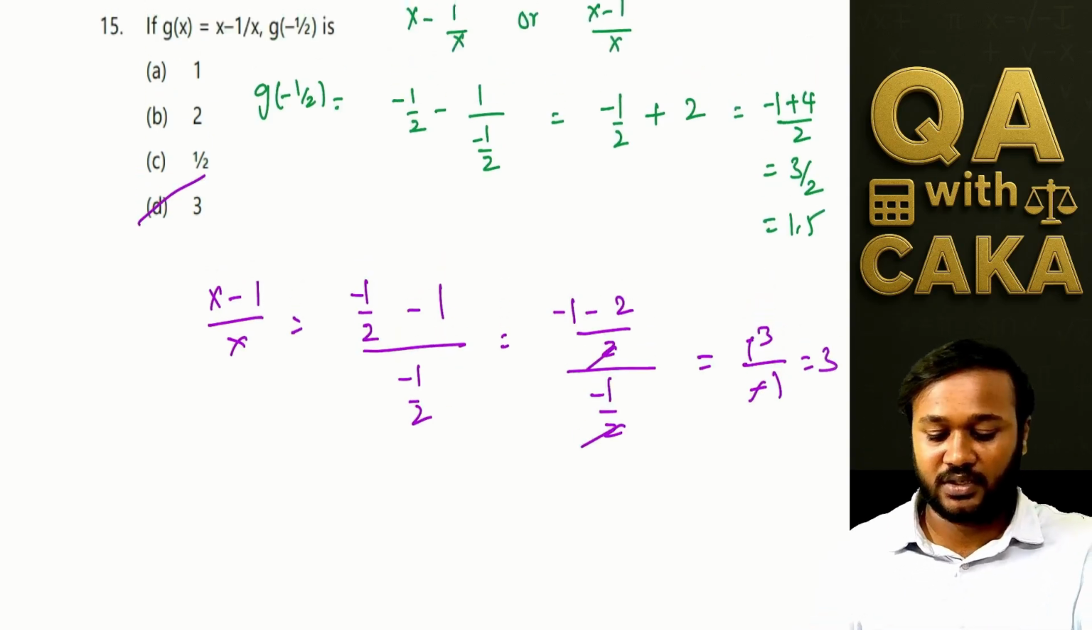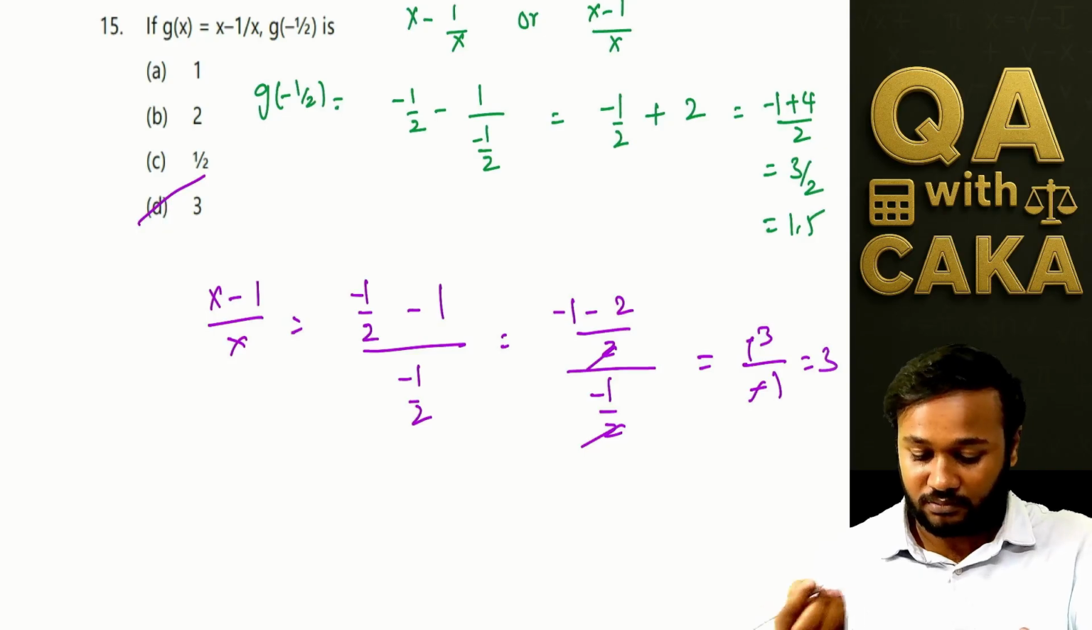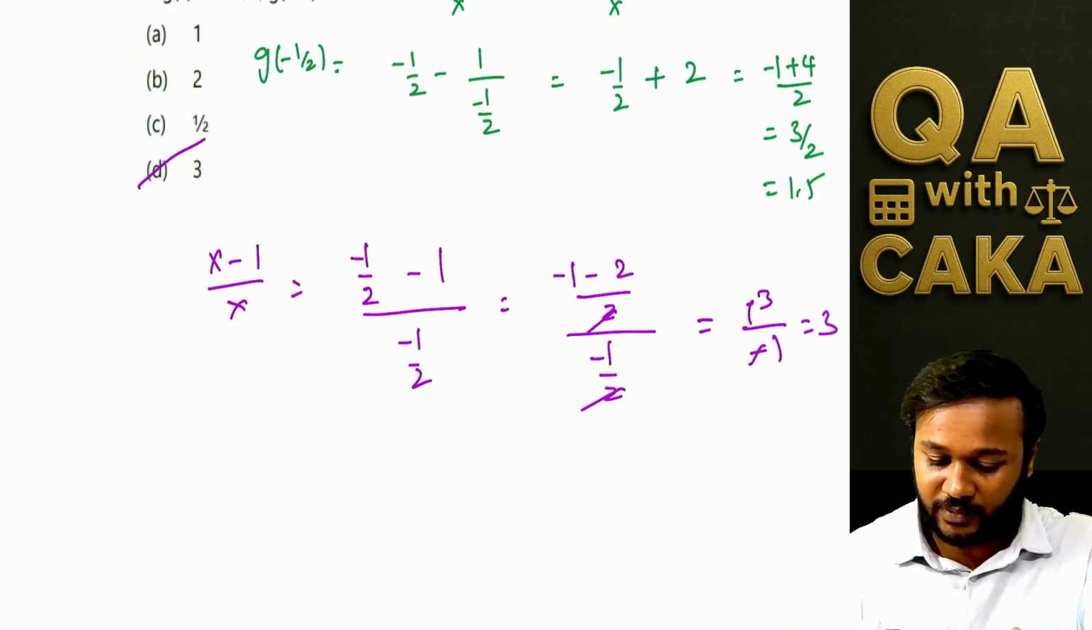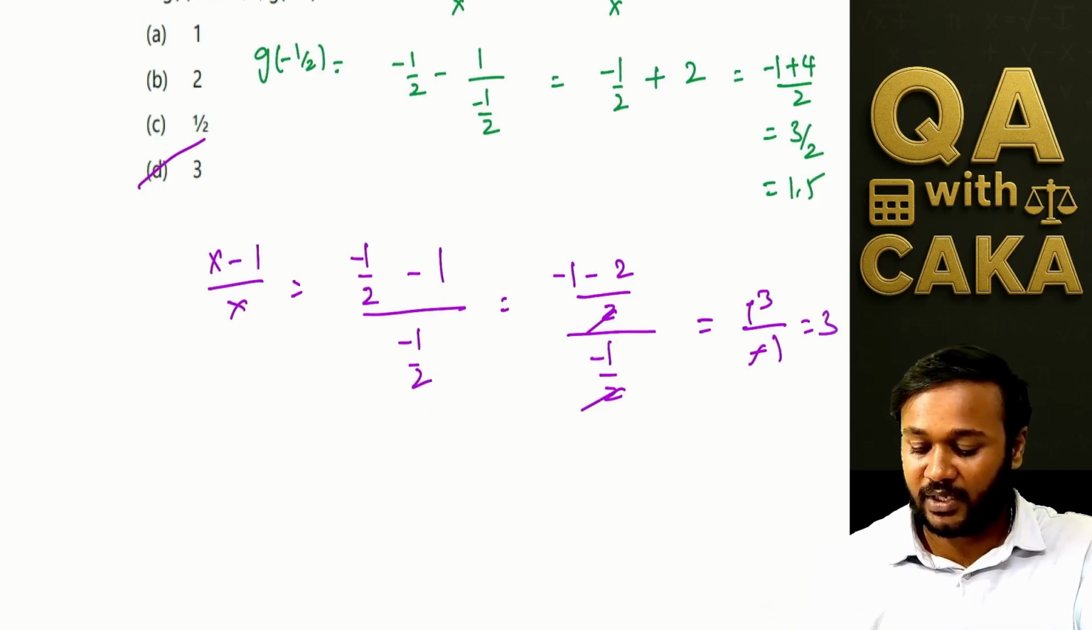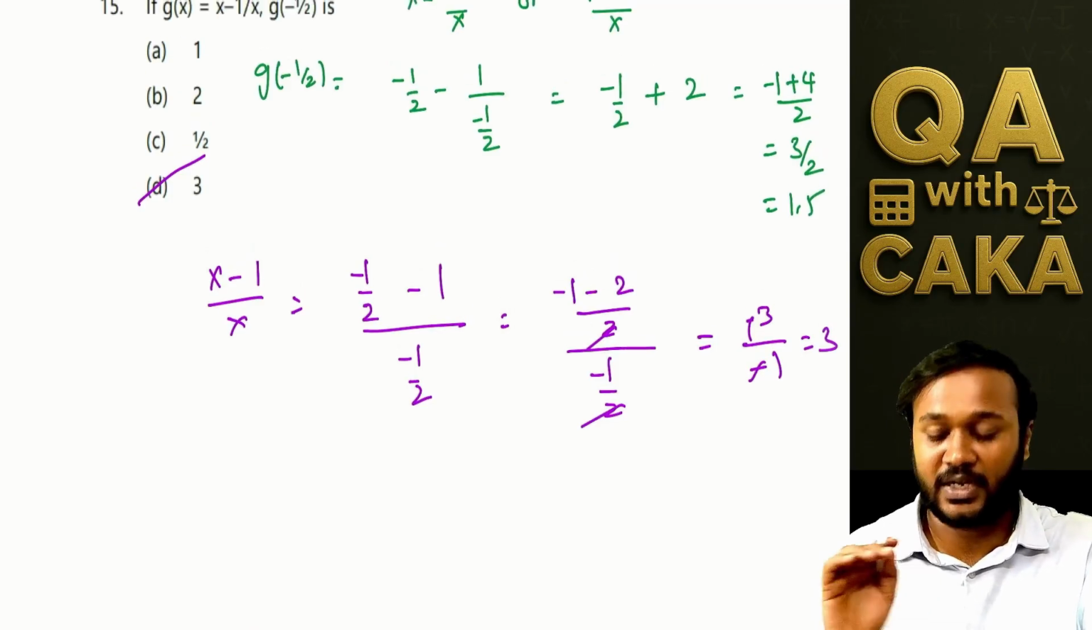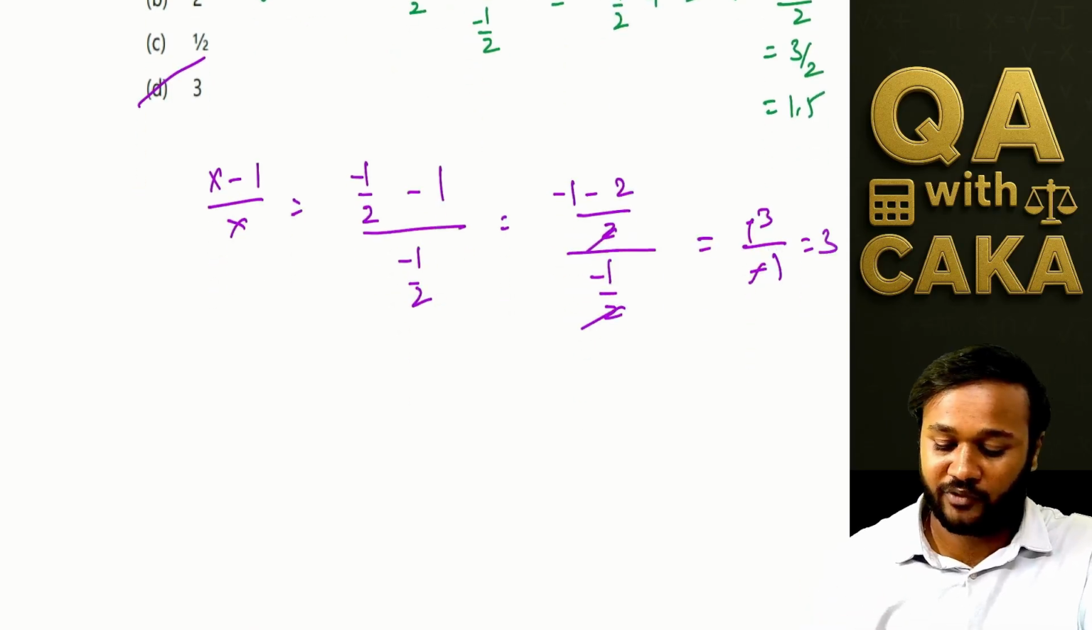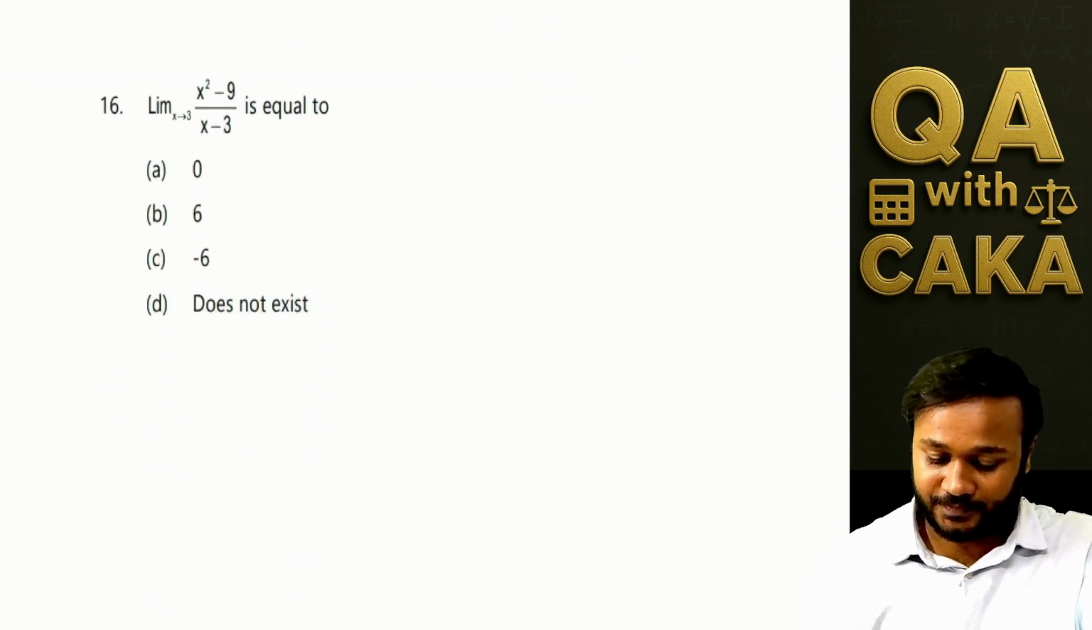If you see the ICA, the answer is different. So if you go with the interpolation with (x - 1) whole divided by x, the answer is 3. If it is x - 1/x, the answer should be 3/2 or 1.5 based on the answer.